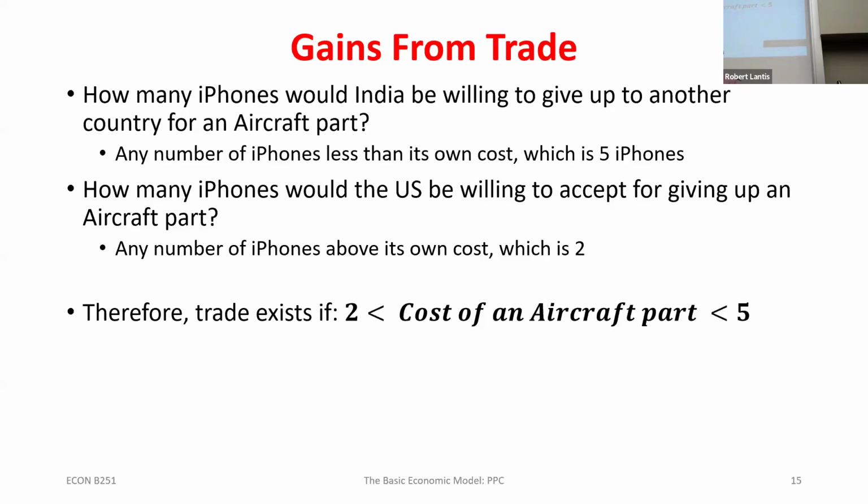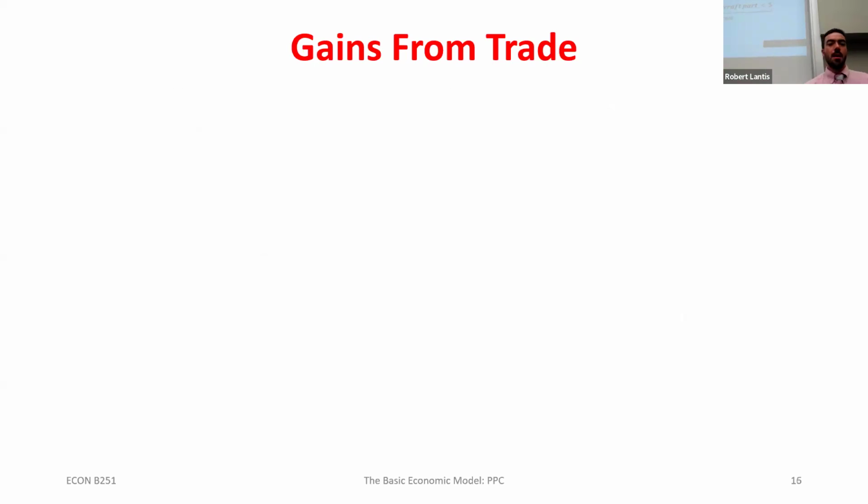to get that one aircraft part. They can keep producing iPhones and then just give up 4 of them to the US and get an aircraft part. The US can keep on producing aircraft parts, and instead of stopping the production of 1 to just get 2 iPhones, they can keep producing that aircraft part, trade it away, and now get 4 iPhones. So that's the intuition behind why trade can be beneficial for both.